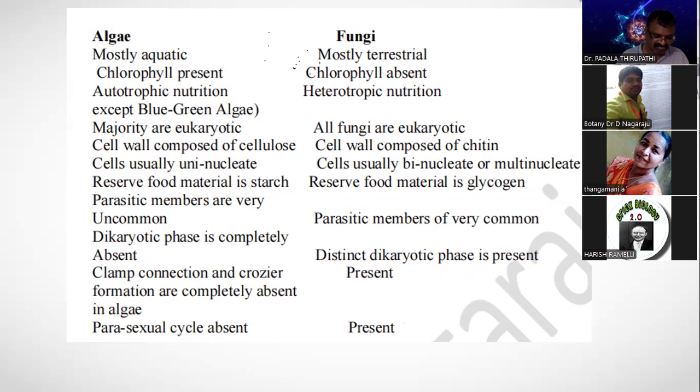Mycorrhiza. Mycorrhiza is also another symbiotic fungus. Myco means fungi, rhiza means roots. Fungi which are associated with the roots. Ectomycorrhiza, endomycorrhiza, cortical mycorrhiza, arbutoid mycorrhiza, 7 types of mycorrhiza are there.